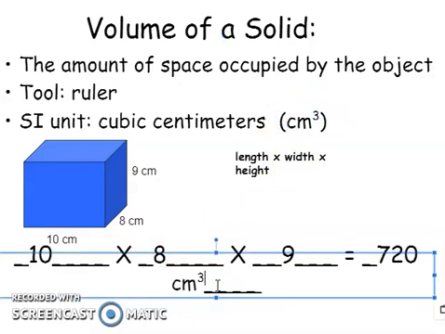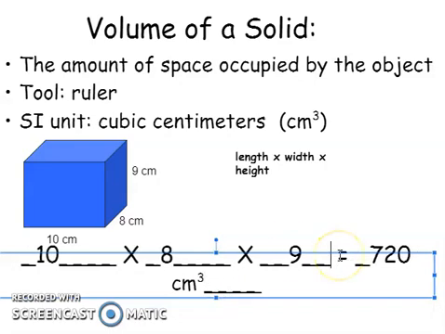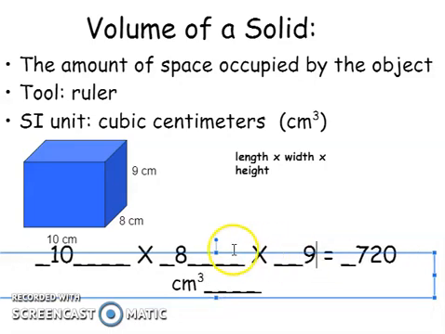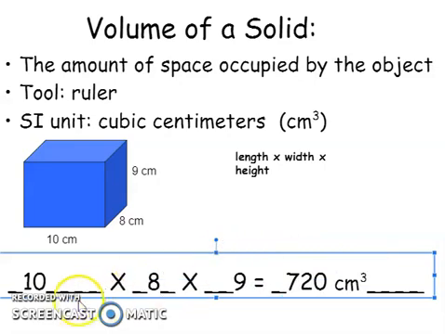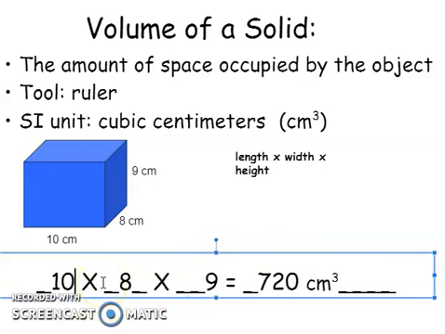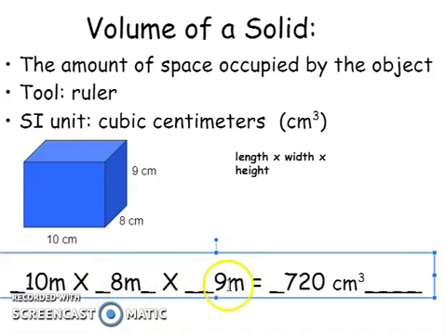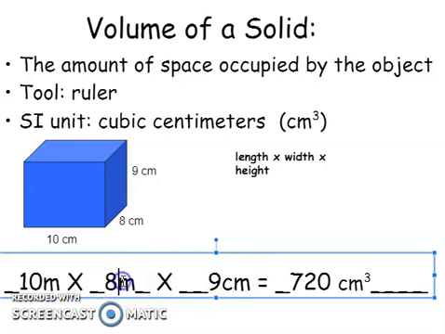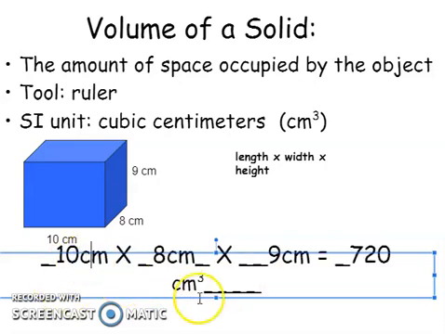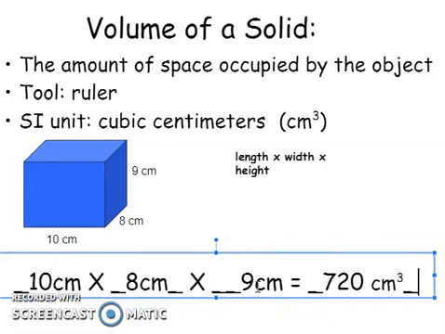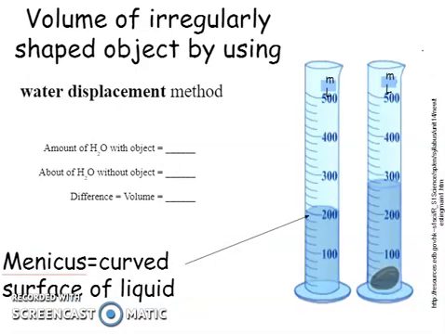720 centimeters cubed. Oops. And with all these numbers, it would have been meters. And specifically, centimeters for each one. 10 times 8 times 9, 720 cubic centimeters. When I say cubic, that is 720 cm to the third. All right, that's the volume of a solid. Length times width times height.